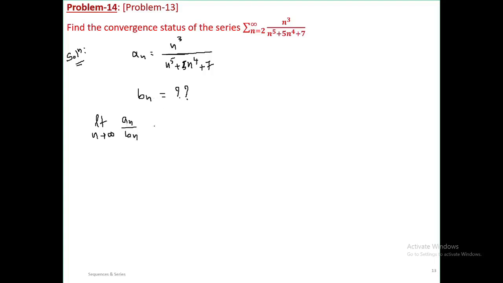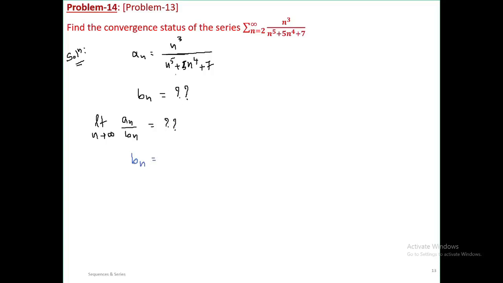So our main goal is bn. How to choose bn here? This is a procedure actually. We have to choose bn cleverly such that an by bn is equal to some l, which is more than 0 and finite, and not 0 or infinity, and then accordingly we can conclude. But here there is a technique for choosing bn.